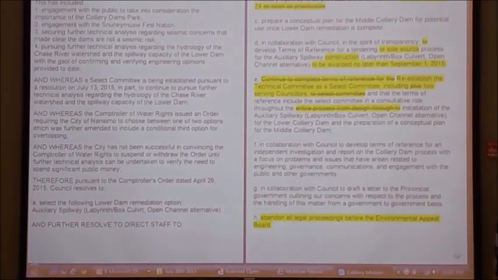And whereas a select committee is being established pursuant to a resolution on July 13, 2015, in part, to continue to pursue further technical analysis regarding the hydrology of the Chase River watershed and the spillway capacity of the lower dam. And whereas the Comptroller of Water Rights issued an order requiring the City of Nanaimo to choose between one of two options, which was further amended to include a conditional third option for overtopping. And whereas the City has not been successful in convincing the Comptroller of Water Rights to suspend or withdraw the order until further technical analysis can be undertaken to verify the need to spend significant public money. Therefore, pursuant to the Comptroller's order dated April 29, 2015, Council resolves to A.